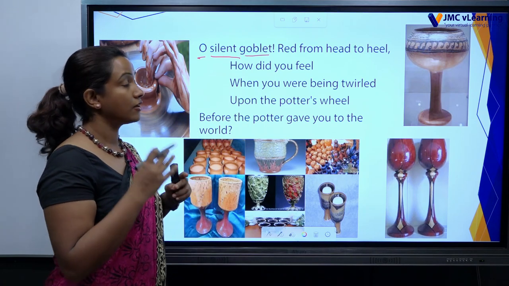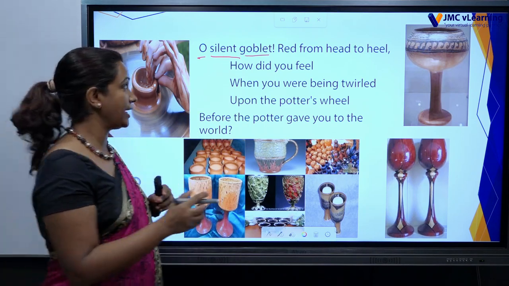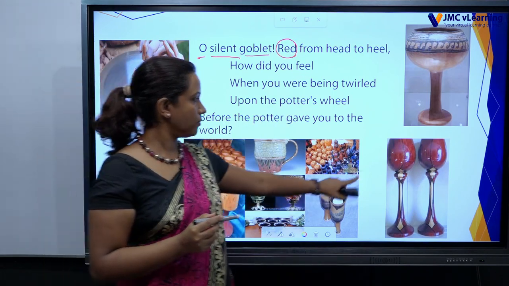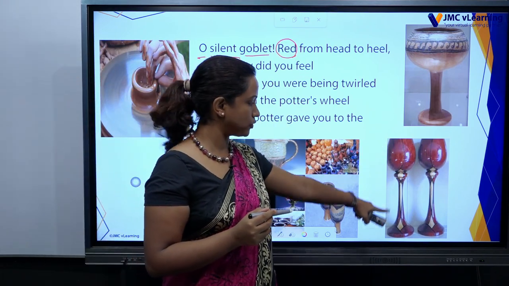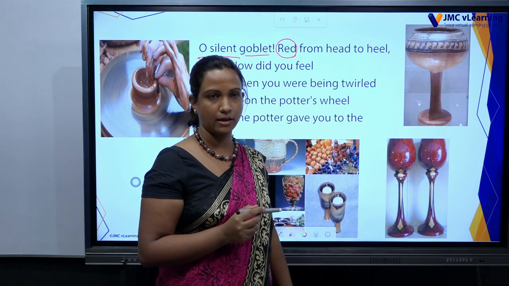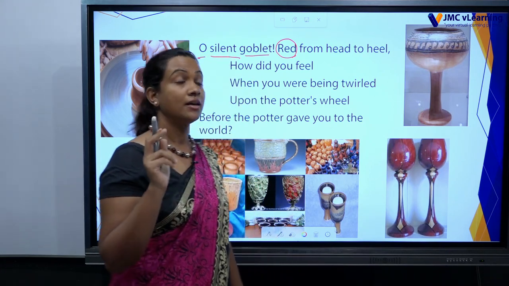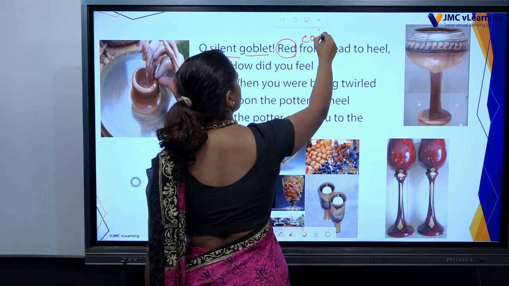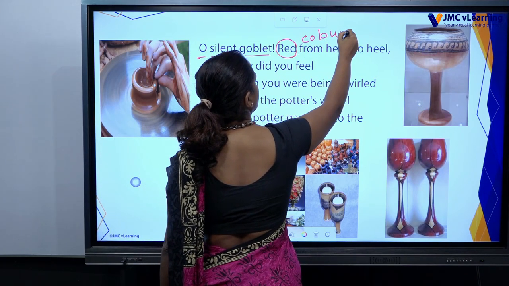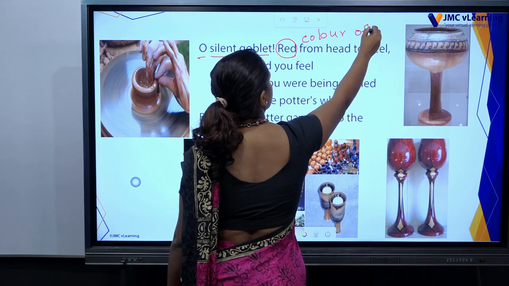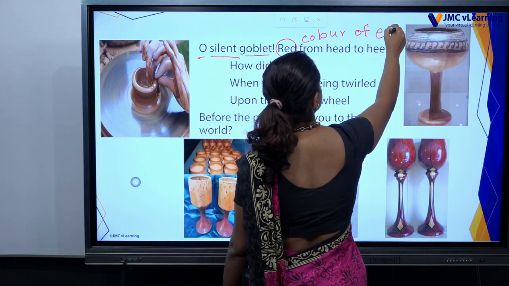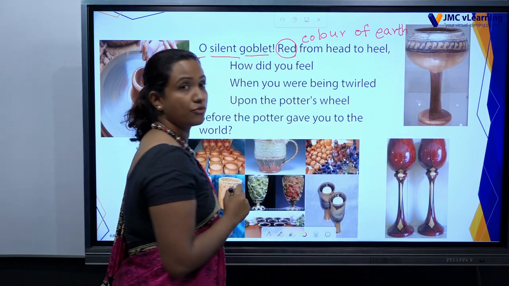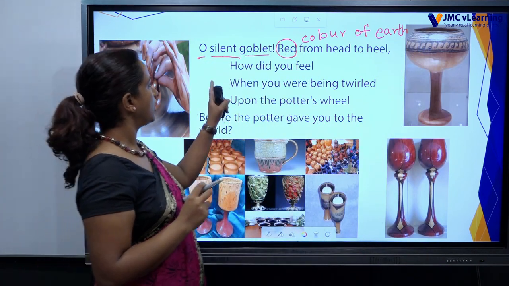Silent goblet, red from head to heel. It is red. As you know, from head, or from the top to the bottom, it is red in color. Red is the color of the earth.